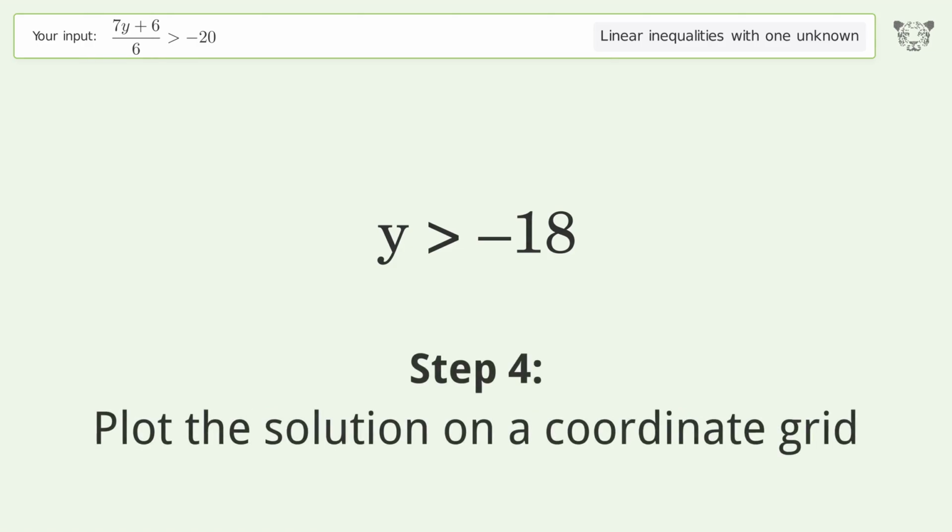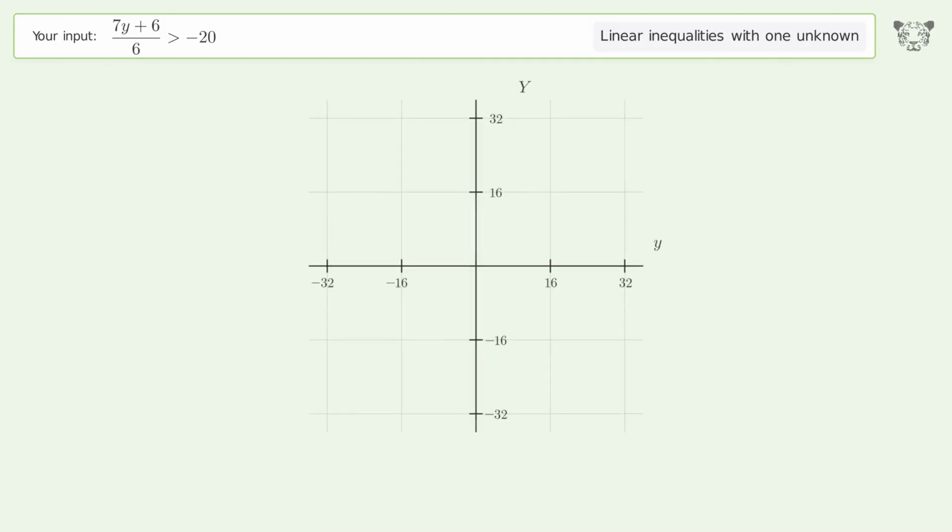Plot the solution on a coordinate grid. And so the final result is y greater than -18.